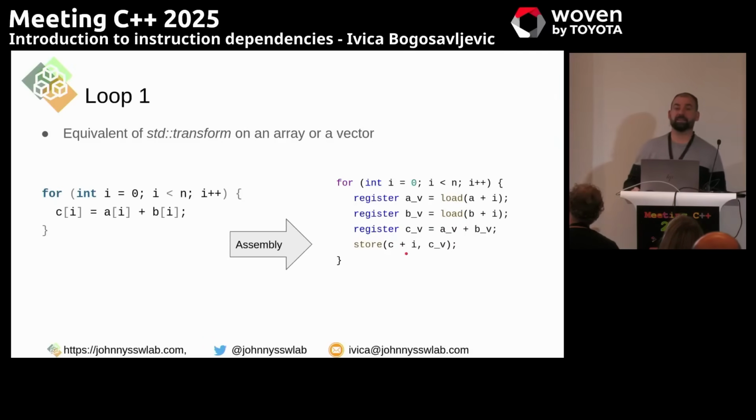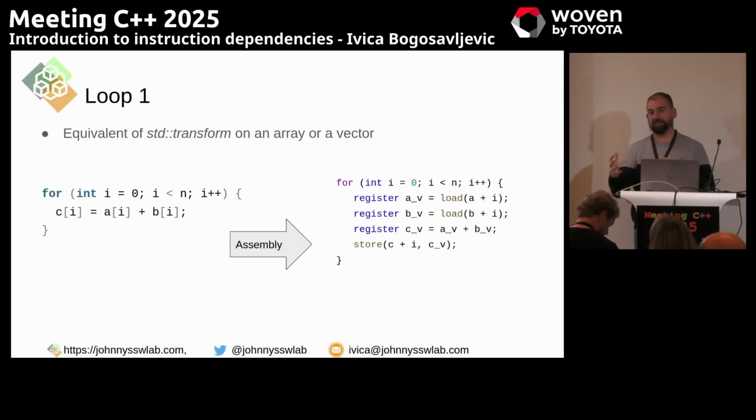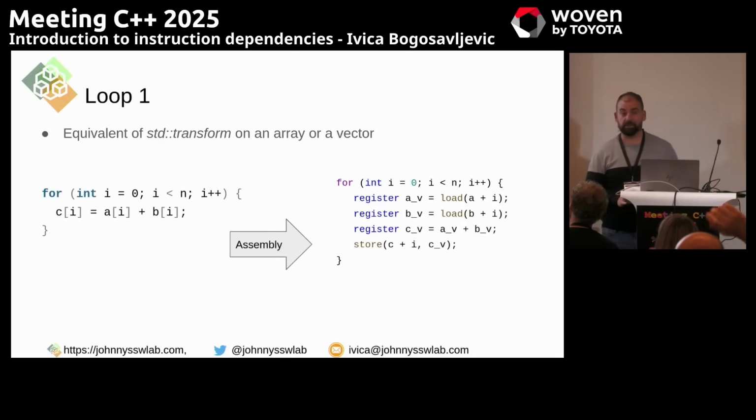Question: what if A, B, and C overlap? How does the hardware know they don't? There are details to this which make the story much more complicated, but let's assume they don't overlap. So this was the first example. The whole loop, regardless of whether it has 5 iterations or 5 million iterations, executes in 7 cycles.